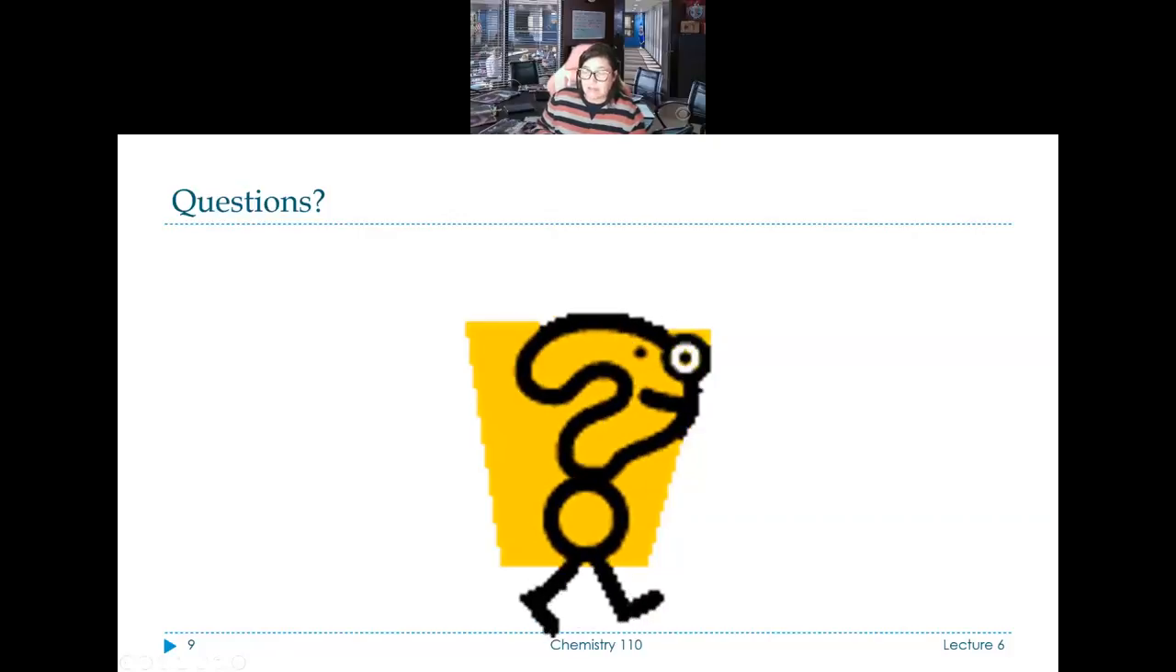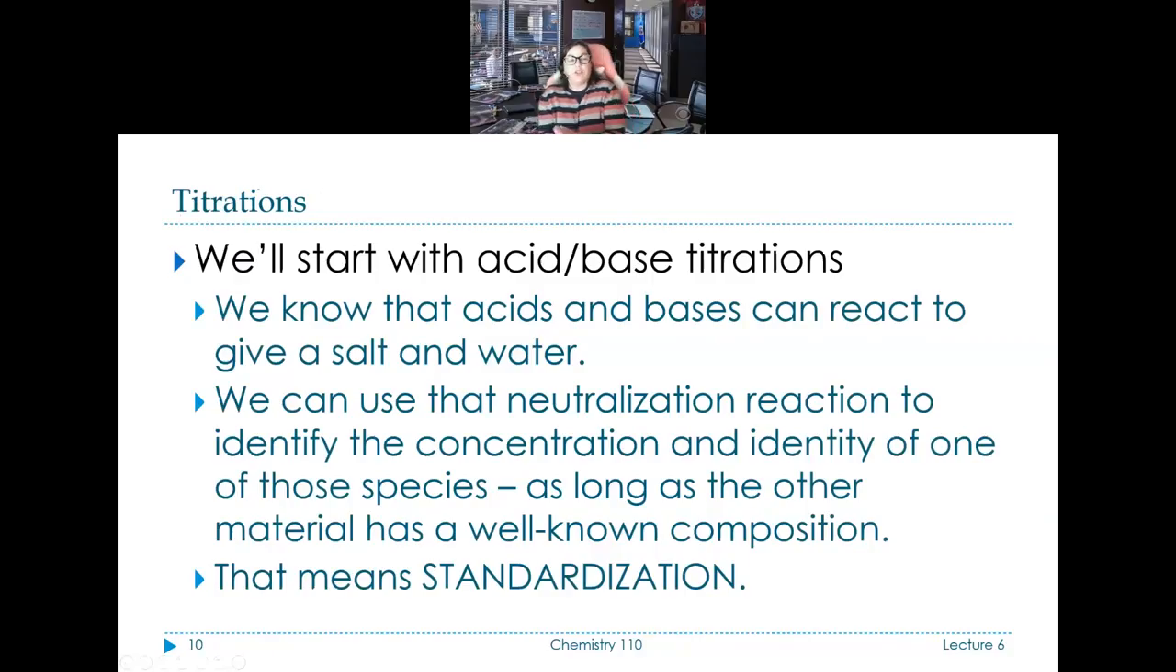So, titrations. Oh, I just talked about titrations, didn't I? Yes, I did. Now, precipitation reactions can be titrations. What we just described was actually a form of titration. Gravimetric analysis is a form of titration. We'll start with acid-base titrations to talk about them in more detail.